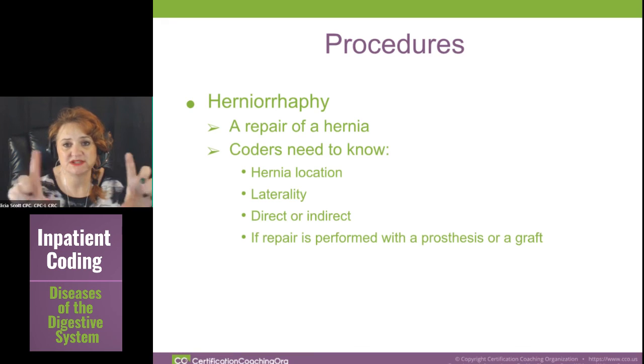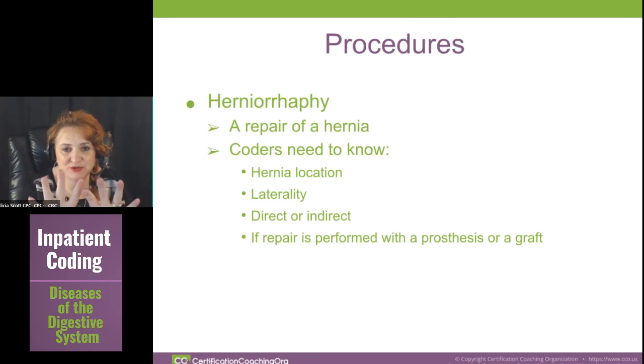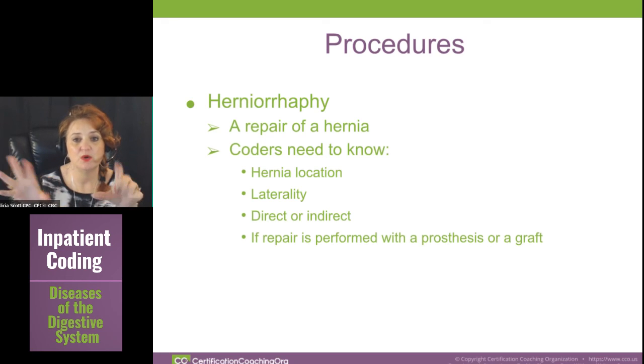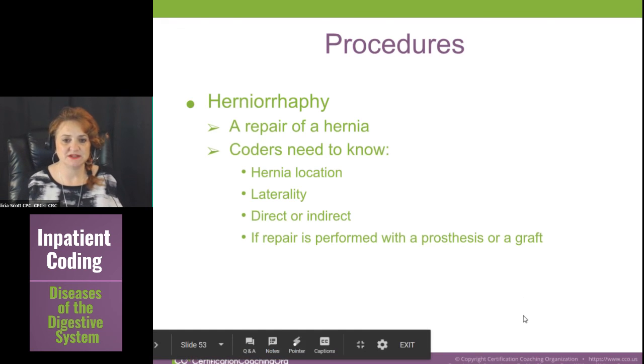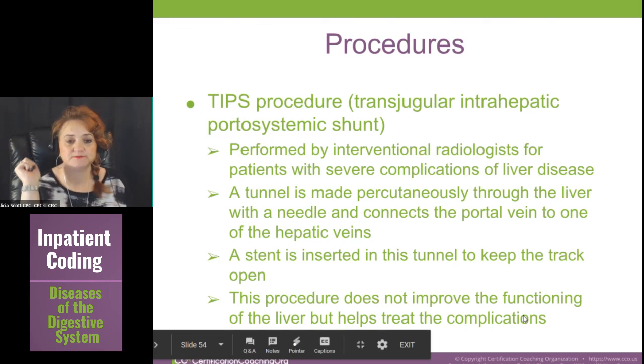Now, when they do a prosthetic, they've got a mesh that they place in there and sew in. Think of chicken wire, really tiny. They push it in there and then nothing can get in, right? Or they may take graft tissue to help protect that wall.